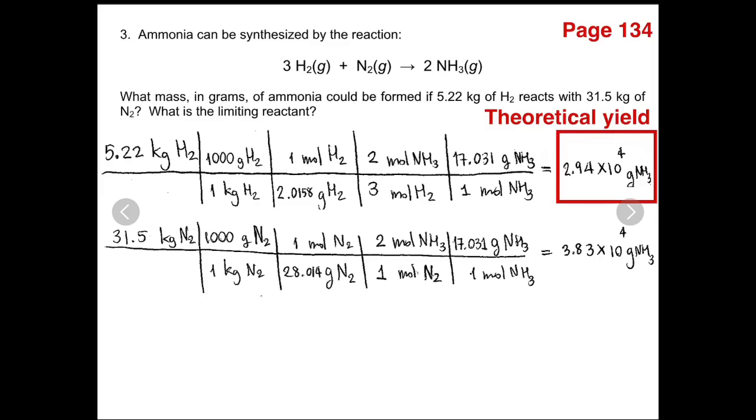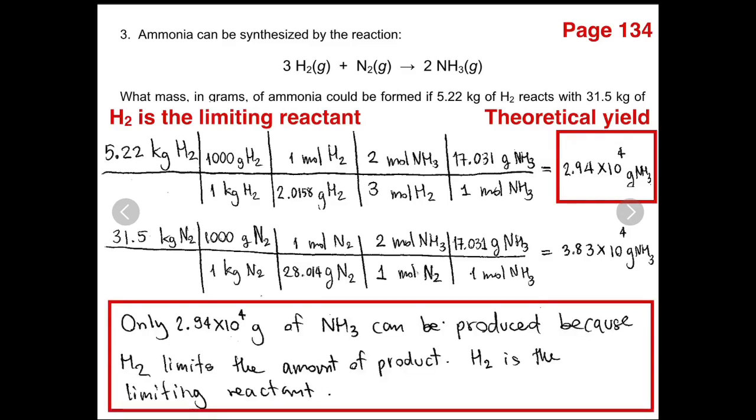The reason for that is because you have a limited amount of hydrogen. So the hydrogen in this case would be the limiting reactant. Again, the reason is that we have a limited amount of hydrogen gas. Therefore, only this much ammonia can be made. You don't have enough hydrogen to make that much. Therefore, in this case, this is the theoretical yield.